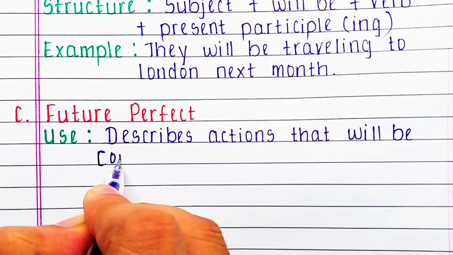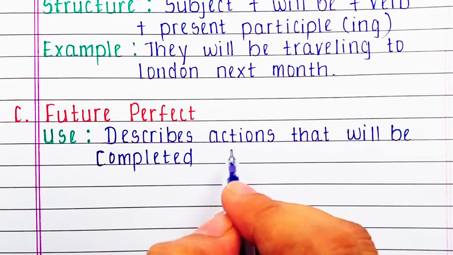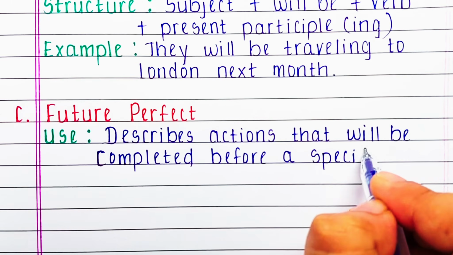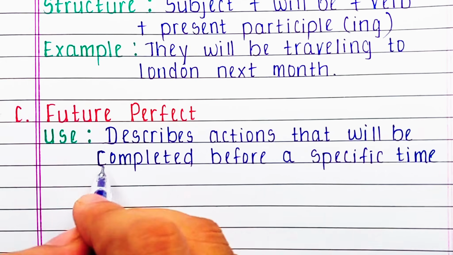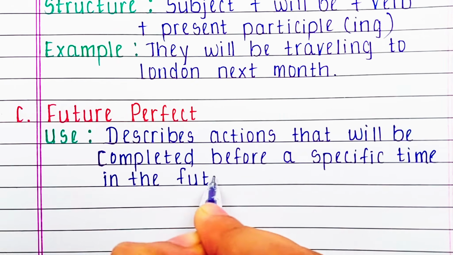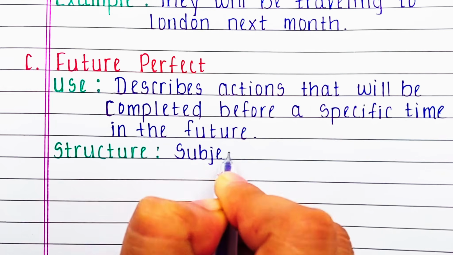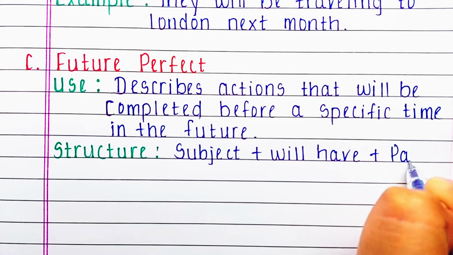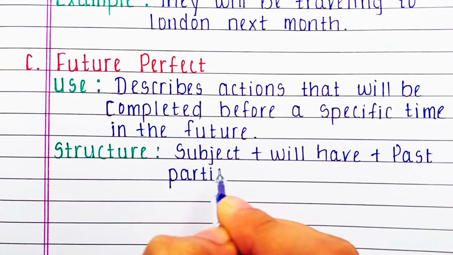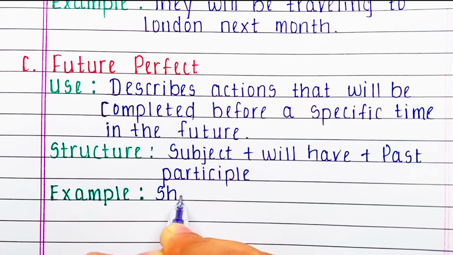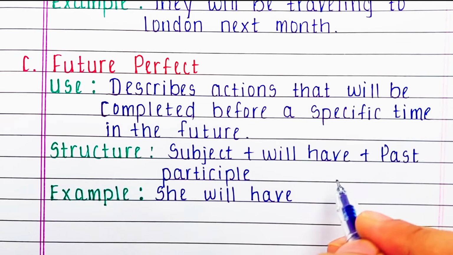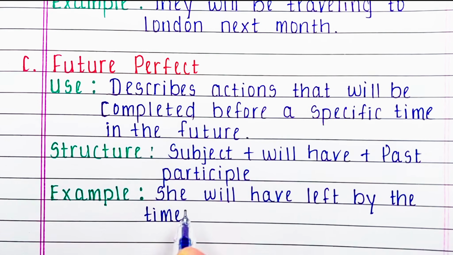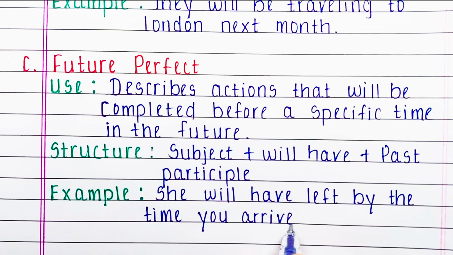Next subtype of future tense, future perfect. It is used to describe actions that will be completed before a specific time in the future. Talking about its structure, subject plus will have plus past participle. Example, she will have left by the time you arrive.